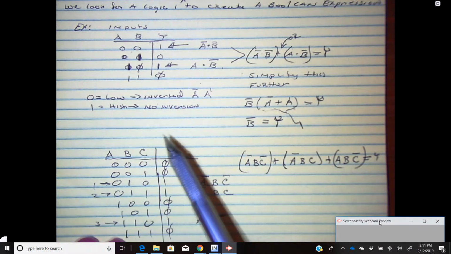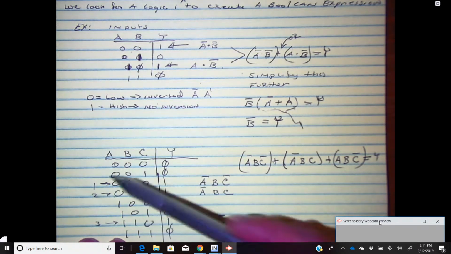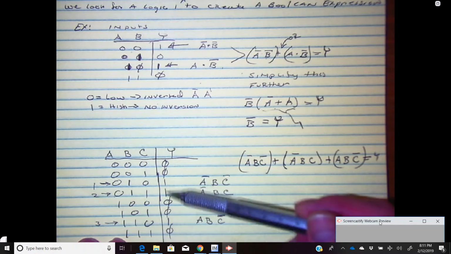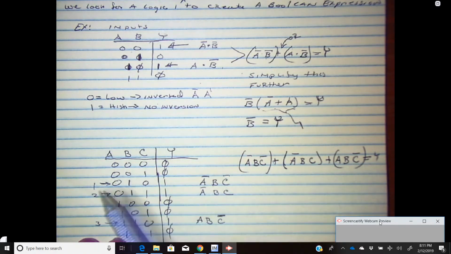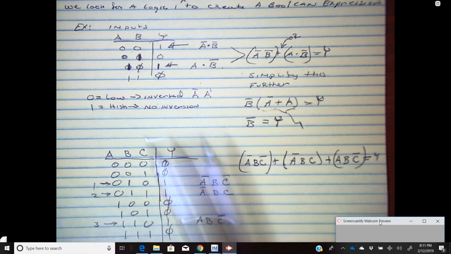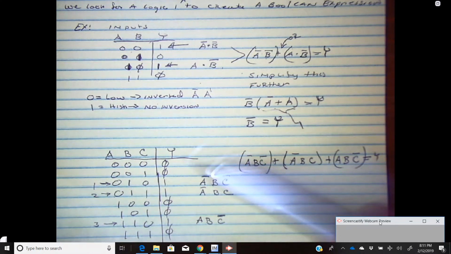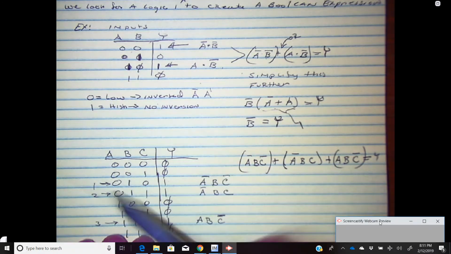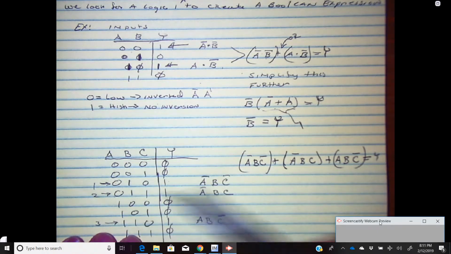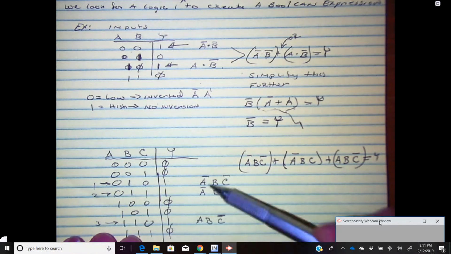So let's say that I created a truth table, and out of this truth table my ones appear right here. This is from an arbitrary circuit, whatever it is, something that's out there. I just created them myself. If we look at these ones, we have three of them, so we're going to have three equations.